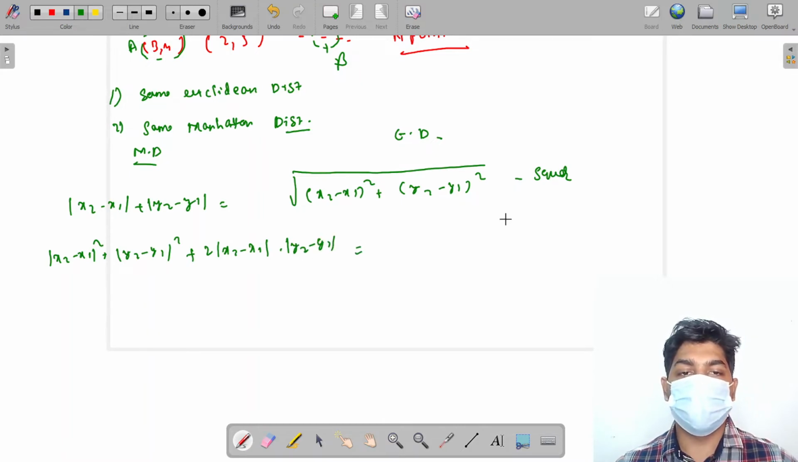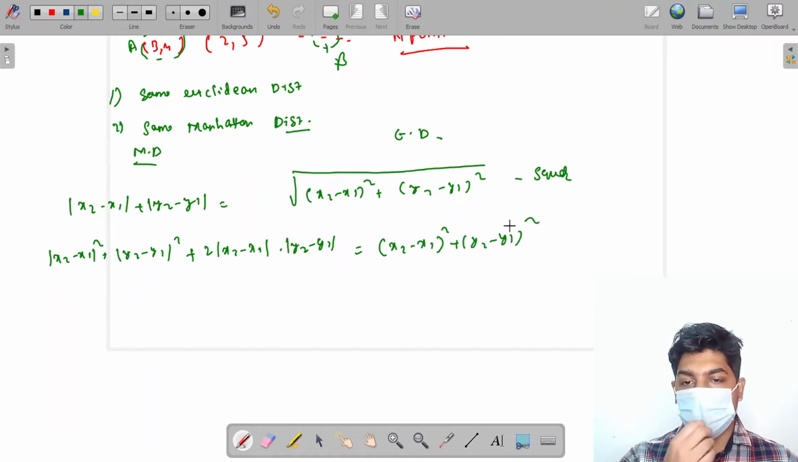And what will be the right hand side? The square of a square root is nothing but the square root will cancel. So what we will get is (x2 minus x1) squared plus (y2 minus y1) squared.